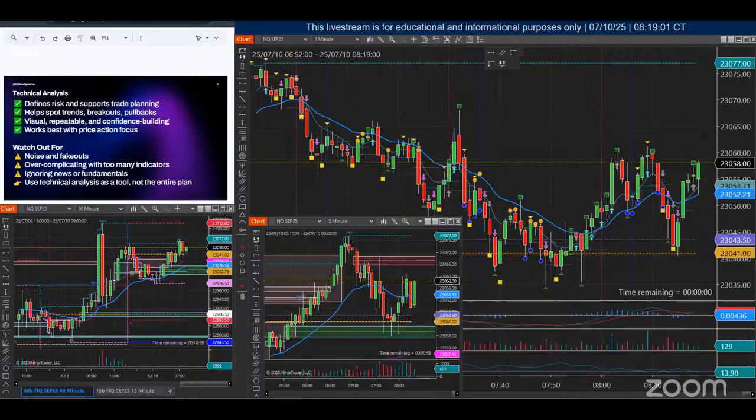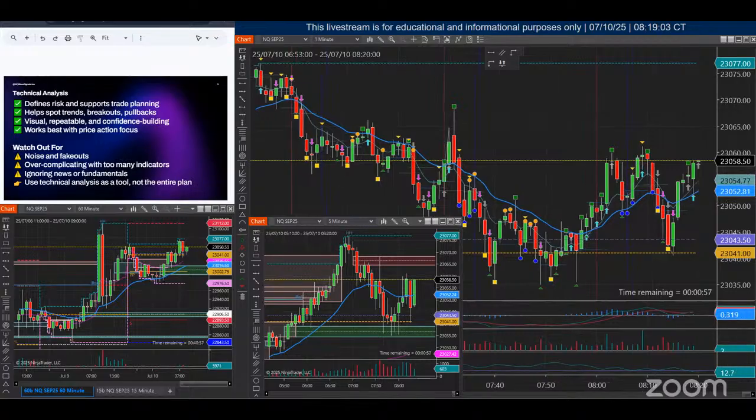If I stay objective, keep the chart clean and stick to price action and simple patterns, then this analysis works pretty well, along with good risk management. Let's see what the charts want to show us today.